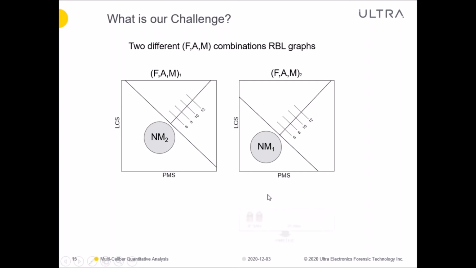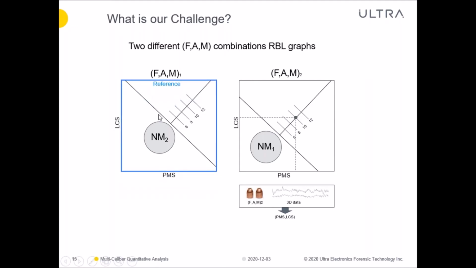Now, let's say we have a suspected matching pair of bullets with the second combination right here. We put that on Quantum, get the 3D information, and we get the correlation score that falls right over here on the second graphic. Now, let's say we decide that this is my reference RBL graph. A good question is: what would be my equivalent score on that graphic right here?